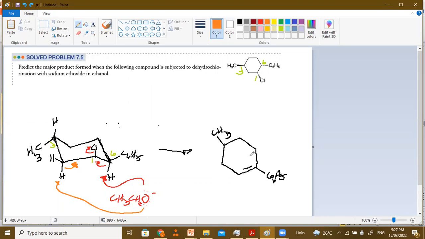Of course, you have the side product here. Chlorine is your side product, Cl minus, with 6 electrons. And then, of course, you have your other side product, CH3CH2OH, or ethanol.